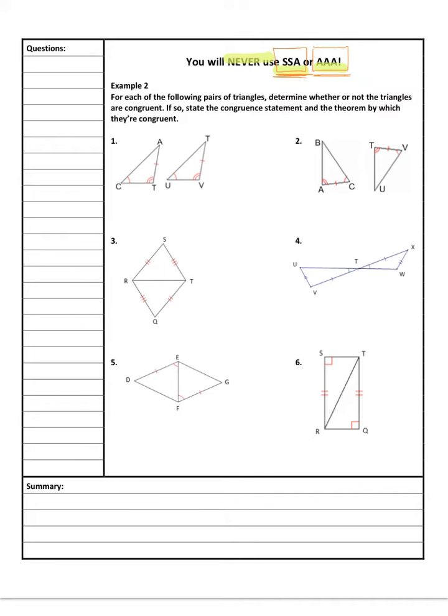We can only use the 5 that we had on the front. And if we want to take a second and jot them down, we had side, side, side. We have side, angle, side. We have angle, side, angle. We have angle, angle, side. And we have HL. Those are the only 5 theorems that we are going to be using this year.